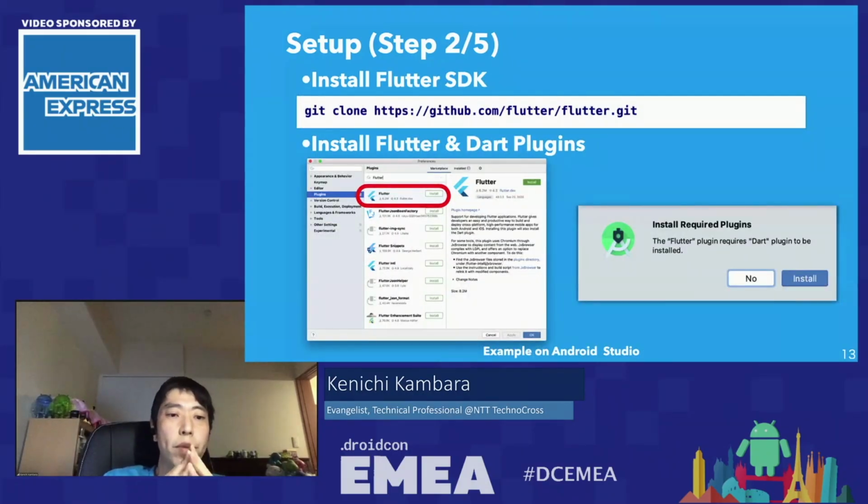Second step, installing the Flutter SDK. After git clone, we can start Flutter app development. Furthermore, we need to add the Flutter and Dart plugins for our IDEs. Here is an example on Android Studio. By using this plugin, we can accelerate Flutter app development. This plugin assists our application development.